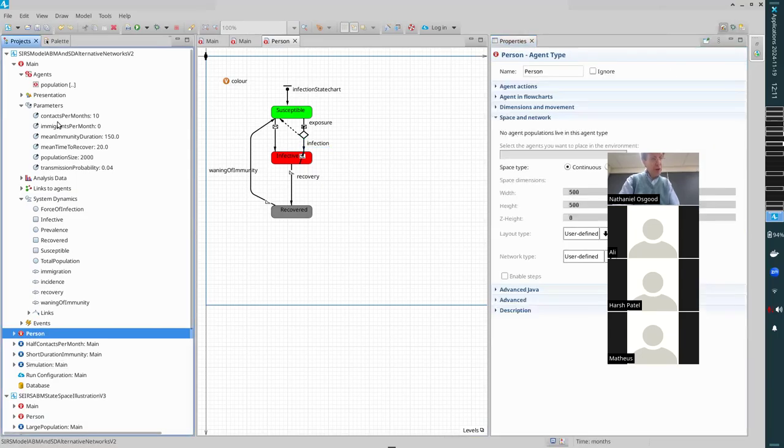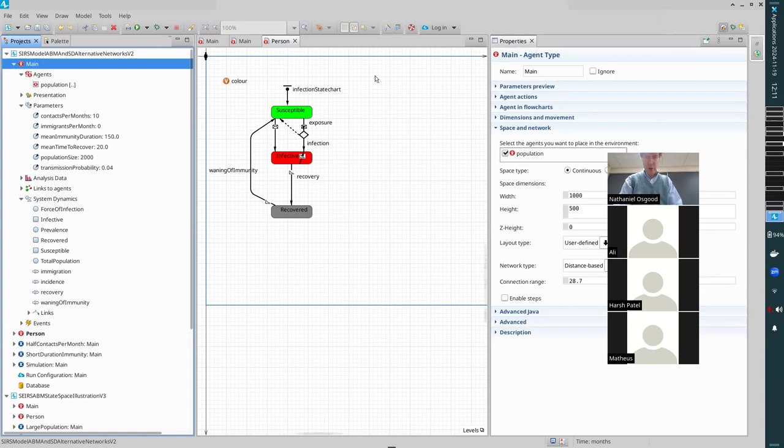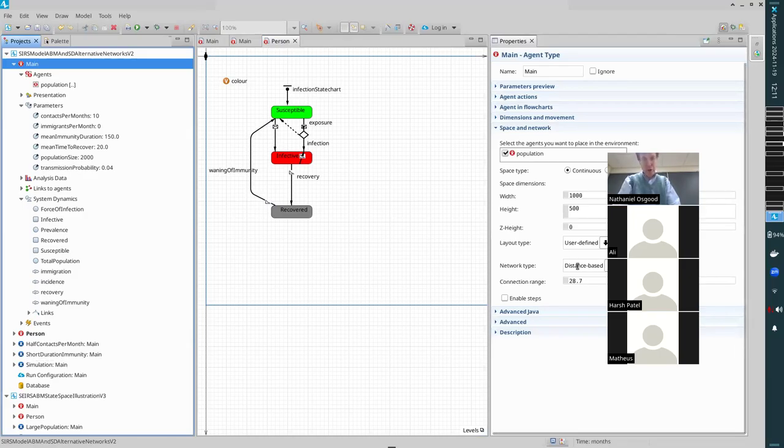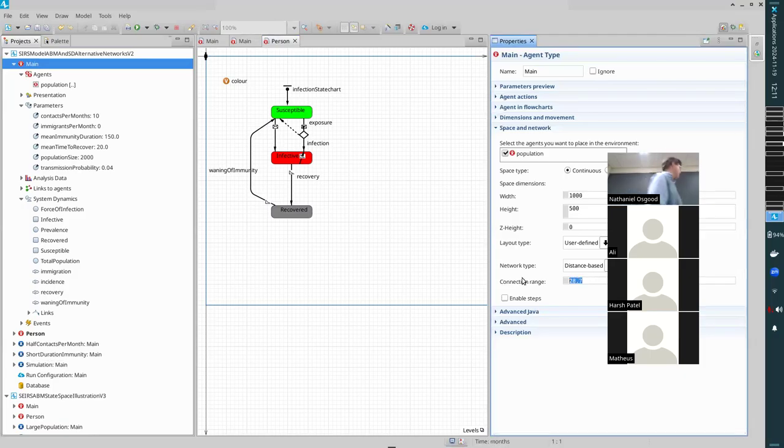So let's go run this, but I want to show you in Main, in this overall environment, we're going to impose different network types. If you go to Main and down to Space and Networks, you can set it to use a distance-based network with a certain connection range. If you have two nodes, V1 and V2, they will be connected by an undirected connection, meaning it's not pointing from V1 to V2 or V2 to V1 only. It's always both. They will be connected if and only if they lie within this certain distance of each other. If they lie further apart, they won't be connected.